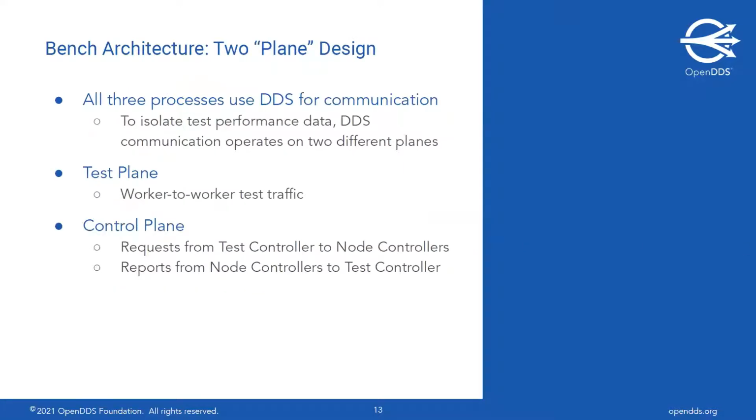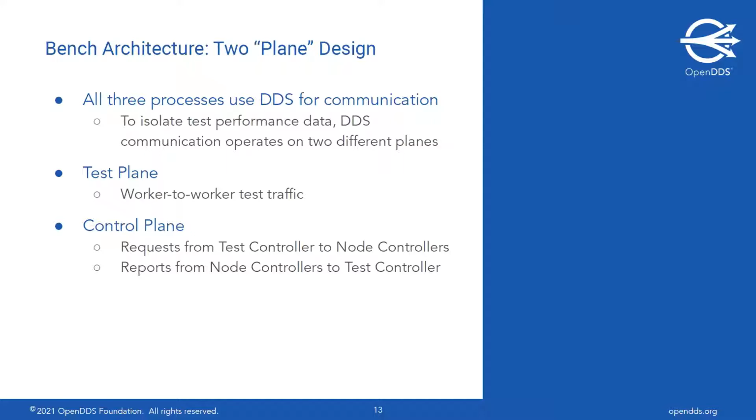Another design aspect of Bench is the idea that there are two DDS planes. Since all three processes use DDS for communication, it's important to make sure that there's no crosstalk between the test framework and the actual test. To isolate this, we talk about a test plane, which is the worker-to-worker test traffic. And we also talk about a control plane, which is the requests from the test controller to the node controllers, and also the reports back from the node controllers to the test controller.